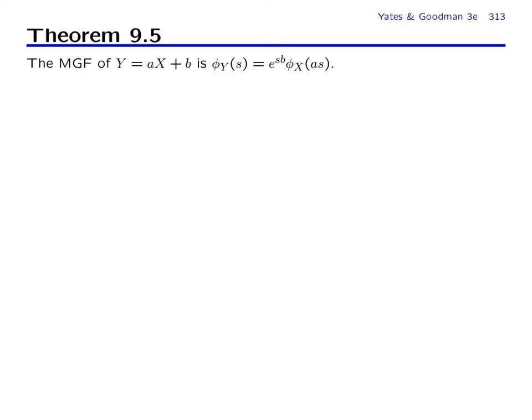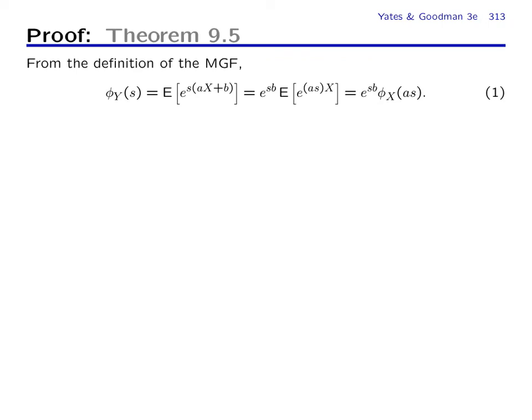Like other Laplace transforms, the moment generating function has a lot of nice standard properties. One of these is that if we form a new random variable Y, which is aX plus b, we can simply write down the moment generating function of Y as a function of the moment generating function of X evaluated at as, times e to the sb. It's pretty simple. The proof of this comes straight from the definition.